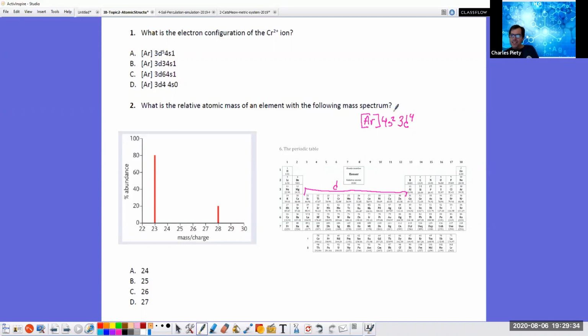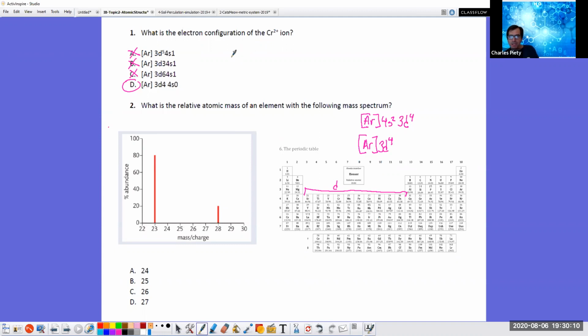But this is a +2, so it's lost 2 electrons. And these transition metals, they lose their 4s ones. So we would expect to see this. Right. And what we see here, nope, it's not this one. It's not this one. It's not this one. Excuse me. Sorry, I got a little bit excited here. There we go. That's what it is.